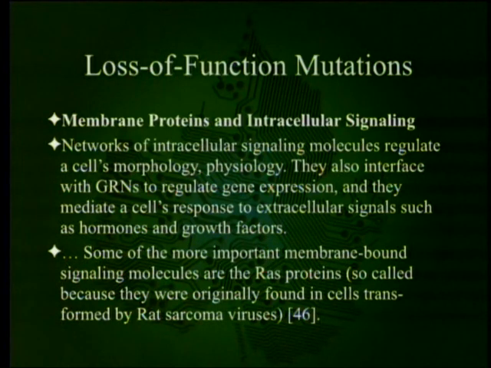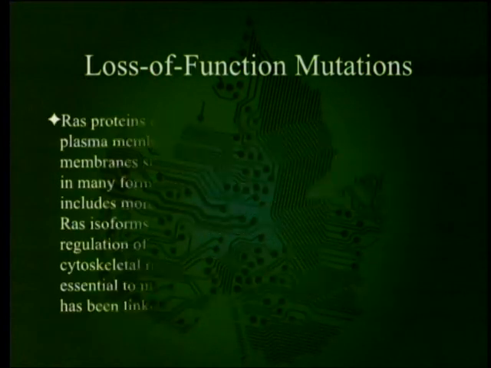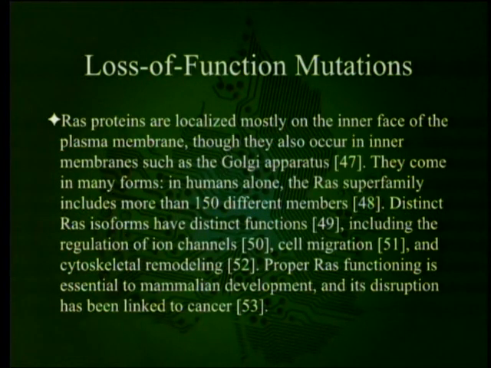Some of the more important membrane-bound signaling molecules are the RAS proteins, so-called because they were originally found in cells transformed by rat sarcoma virus, otherwise known as RAS. RAS proteins are localized mostly on the interface of the plasma membrane, that's the outside of the cell, although they also occur in inner membranes such as the Golgi apparatus.